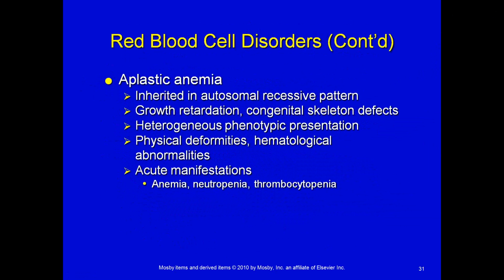The cells themselves may have physical deformities and hematological abnormalities. The acute manifestations of aplastic anemia include just the anemia, but also neutropenia and thrombocytopenia. Neutropenia refers to a neutral amount, not too little, not too much, of the red cells, and thrombocytopenia is a condition where we lack red cells as a result of an increase in hemorrhage.